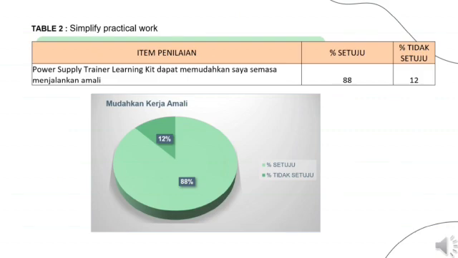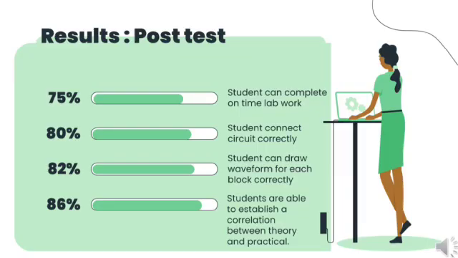Next, Table 2 is about simplified practical work, where the question is, Power Supply Trainer Learning Kit can make it easier for students during practice, which 88% of students agree with and 12% of students do not agree. Next, this is the result for the post-test: 75% of students can complete lab work on time, 80% of students connect the circuit correctly, 82% of students can draw the waveform for each block correctly, and 86% of students are able to establish a correct relation between theory and practical.